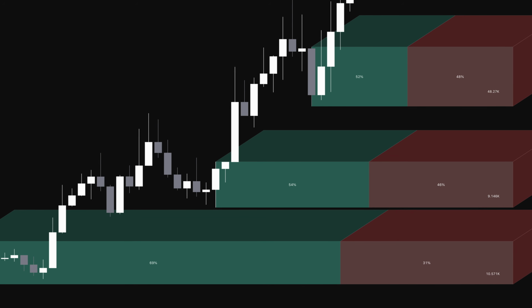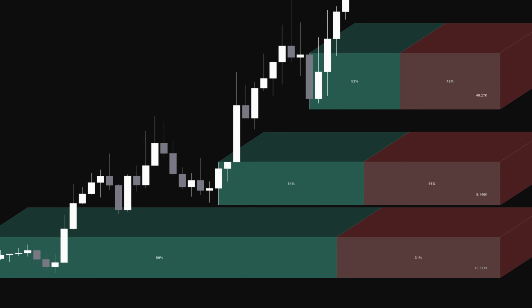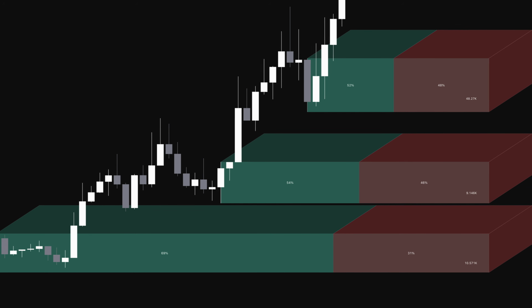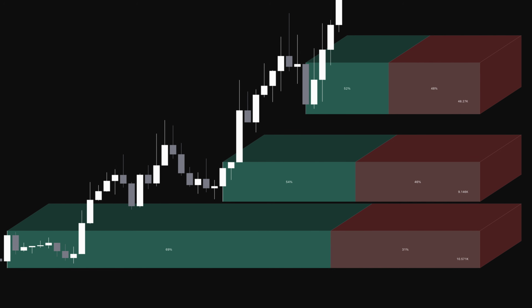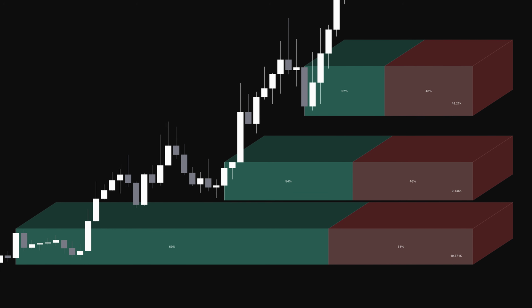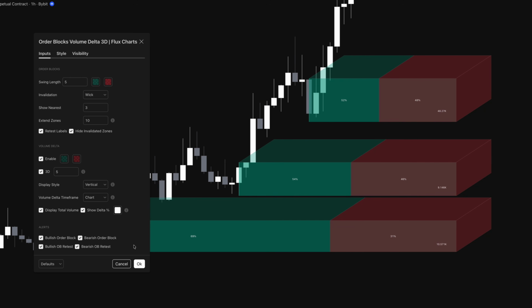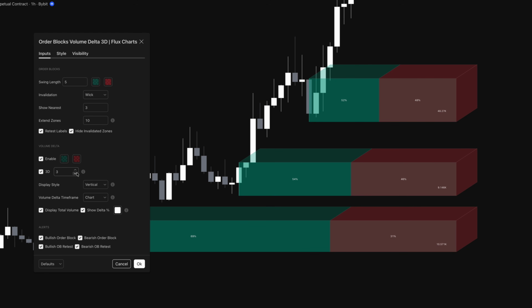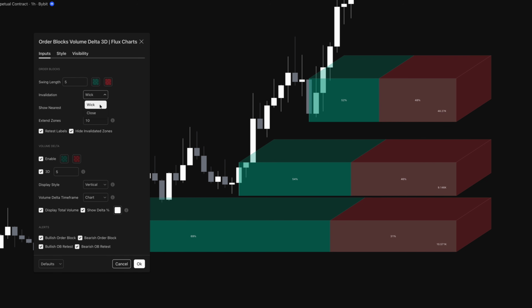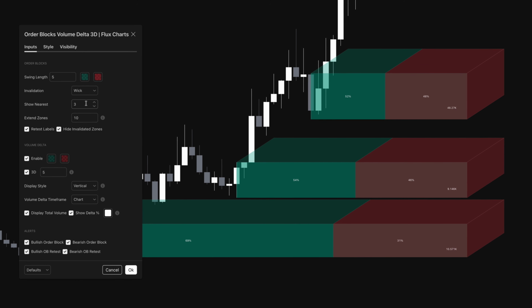The 3D visualization constructs polyline depth faces using ATR scaled offset coordinates, creating a perspective effect where zones appear to have front faces and top surfaces. Users choose between horizontal display with bull-bear split shown top and bottom, or vertical display with split shown left and right across the zone. The depth parameter controls how pronounced the 3D effect appears. Order blocks remain active until invalidation occurs via wick penetration or close beyond the zone, which is user selectable.